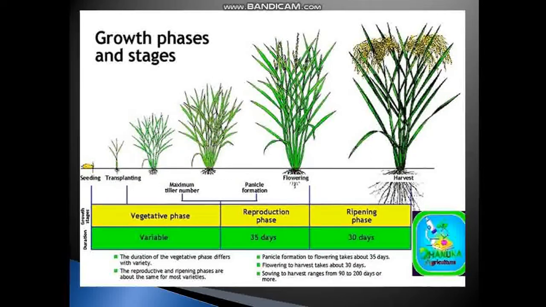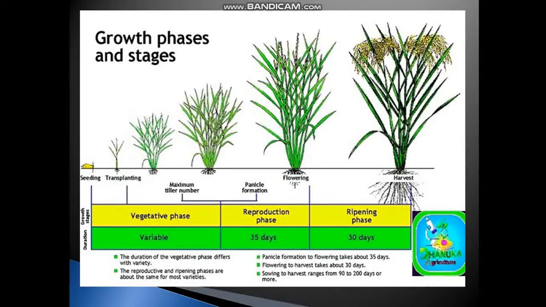Growth phases and stages. You can see in the figure the growth stages and duration: vegetative phase, reproductive phase, and ripening phase. The vegetative phase takes 55 to 60 days, the reproductive phase 35 days on average, and the ripening phase 30 days.